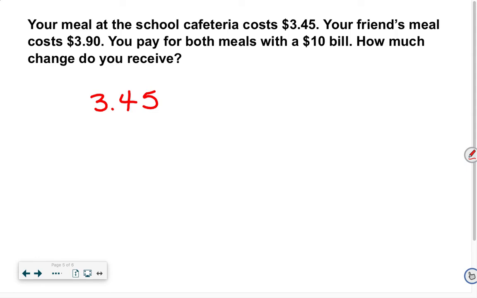So what do I need to know first? What am I going to need to know first? How much altogether? So I'm gonna have to add my meal and my friend's meal together. That's the first thing. Gotta find out what it's gonna cost for everybody. So you're gonna add them together. Have you already added them, Josie?